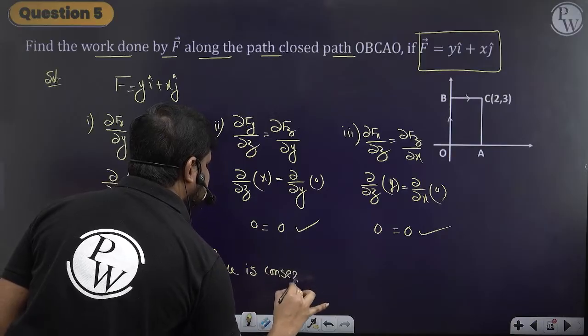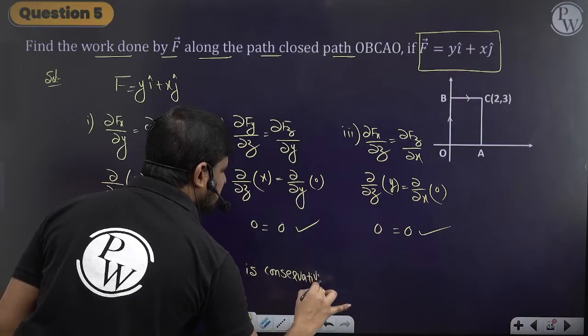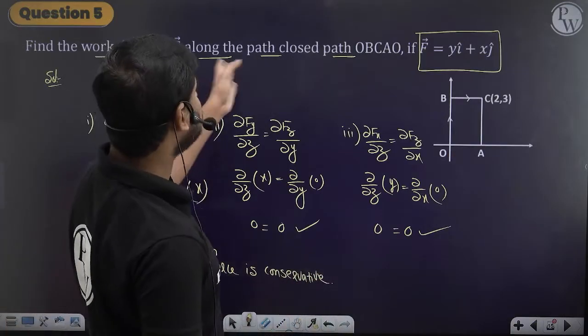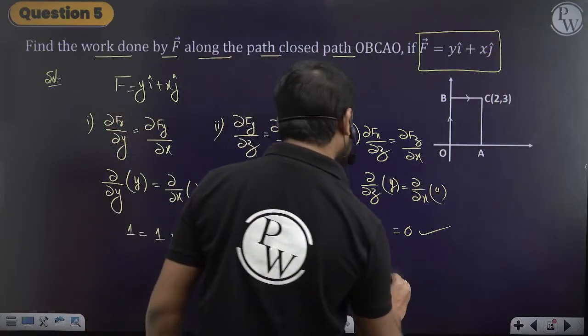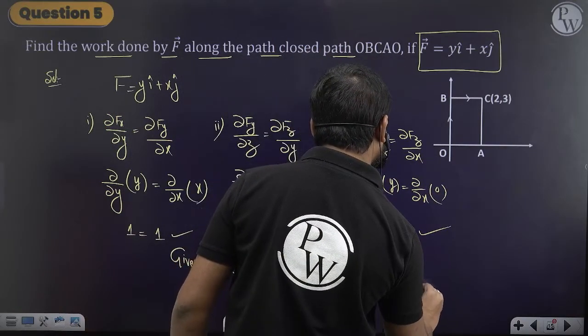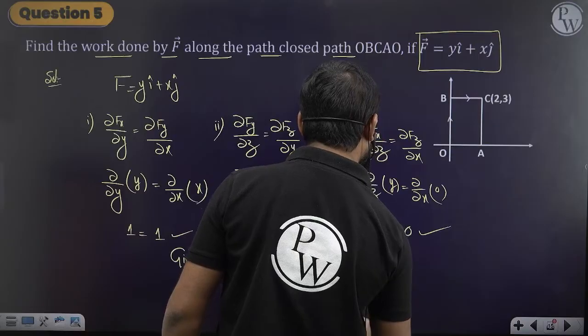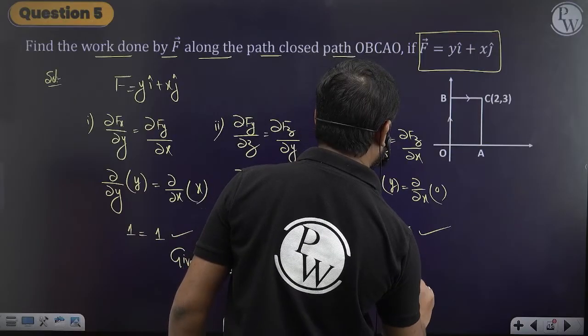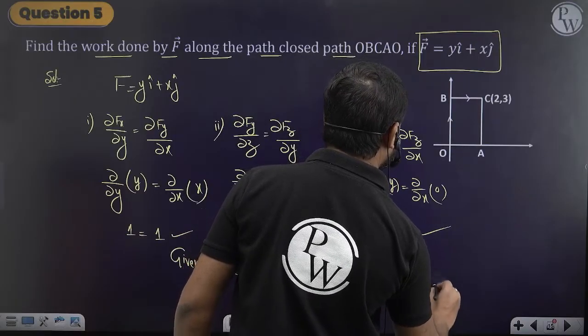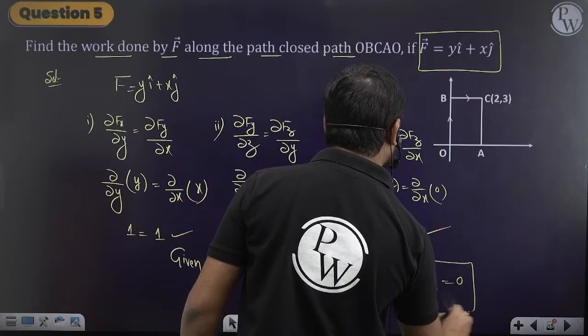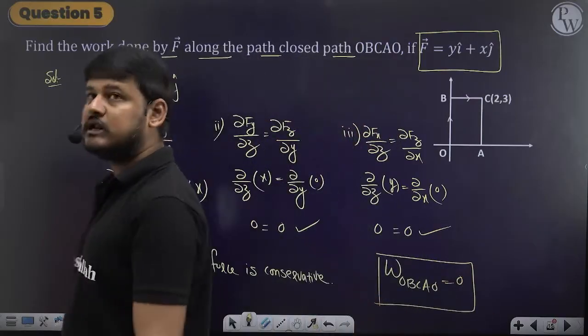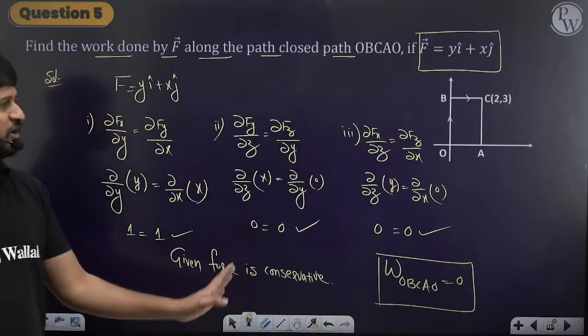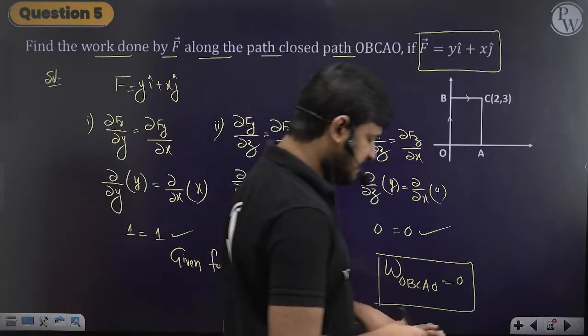So if the force is conservative, what are they asking? The work done in the closed path. What is that path? The work done along OBCAO is going to be 0 because the work done by a conservative force in a round trip is 0. Simple concept. Clear, guys? Understood?